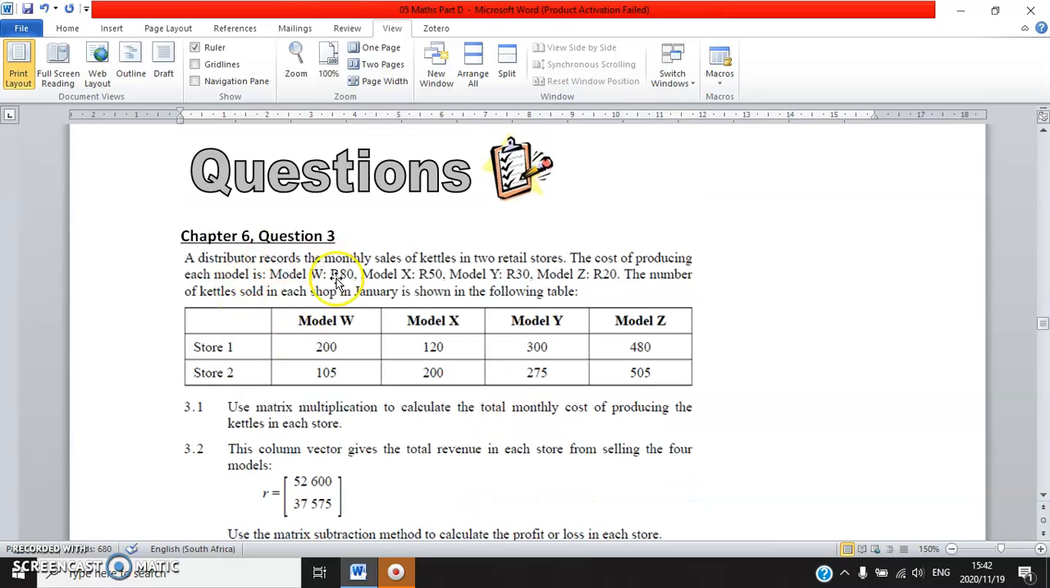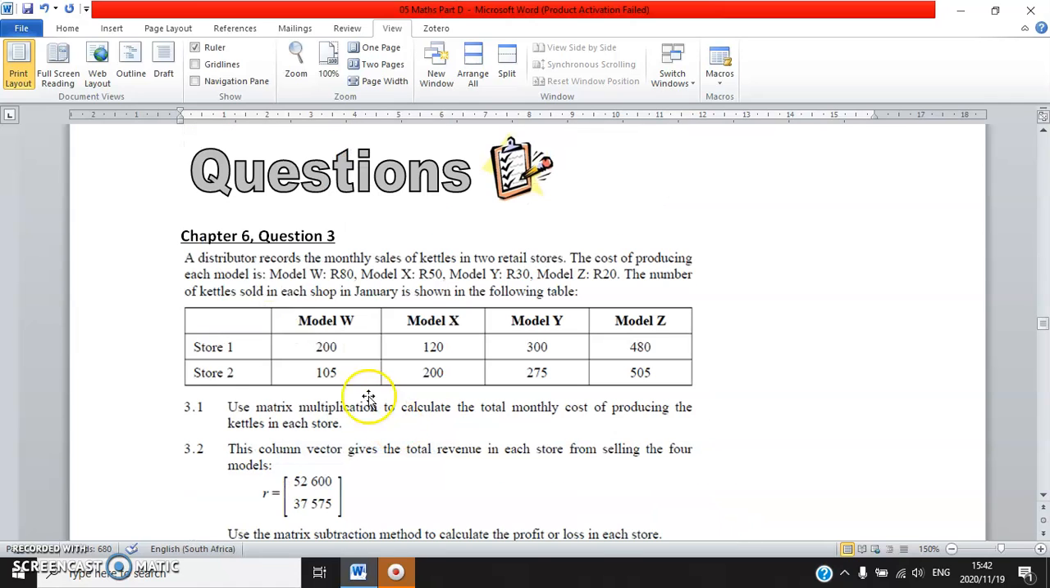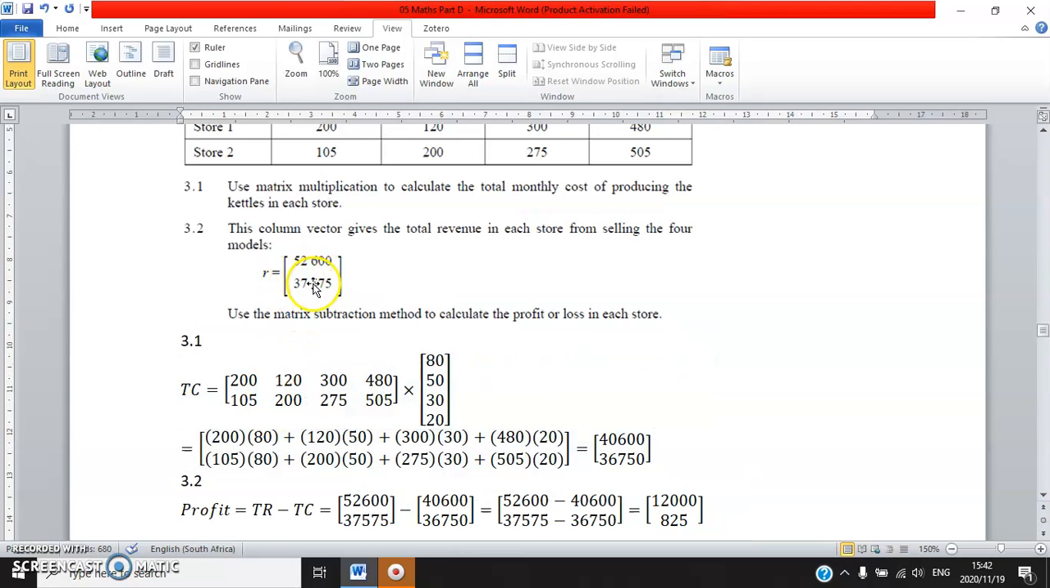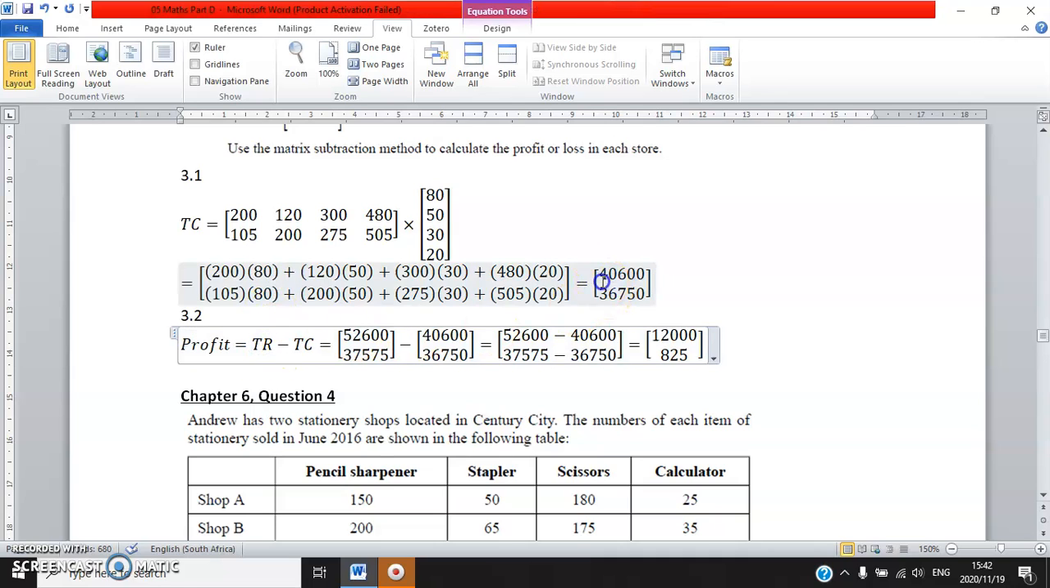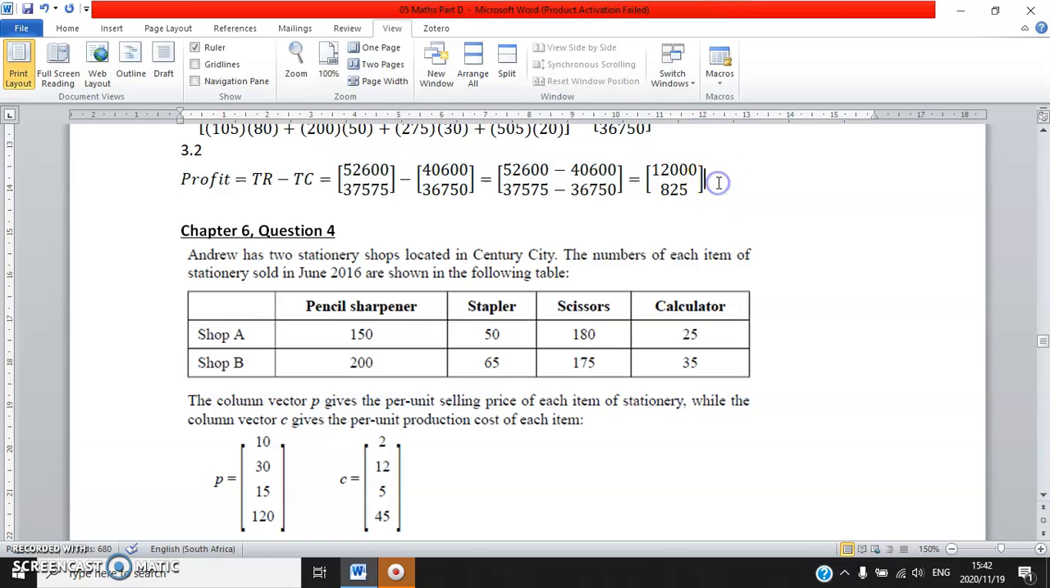Okay, and then there is another example here. I think it involves matrix multiplication. It is self-explanatory, so I want you to do chapter 6, question 3 on your own. Okay, the product of two matrices gives you the total cost. I think it ends up as a column vector. Okay, and then profit is total revenue. You are already given the total revenue column vector. Then total revenue minus the total cost column vector you derive in 3.1. Then you can derive the profit in each store actually. So the profit is greater in the first store.